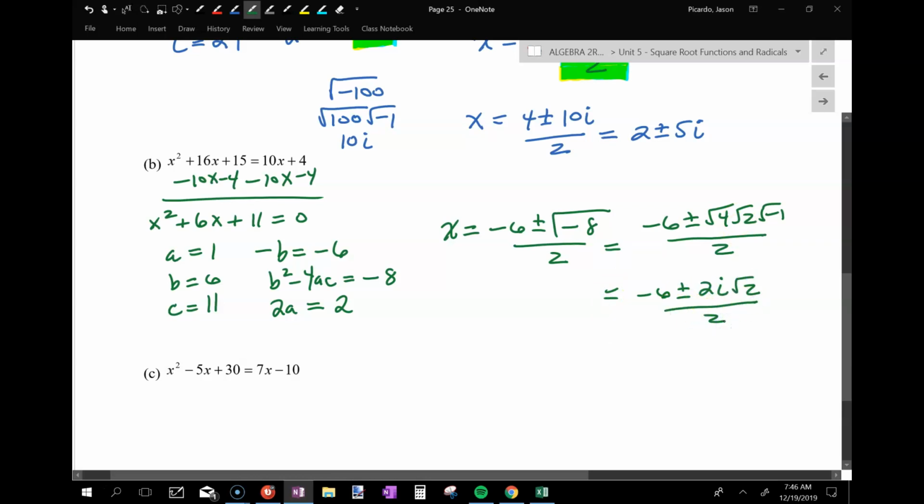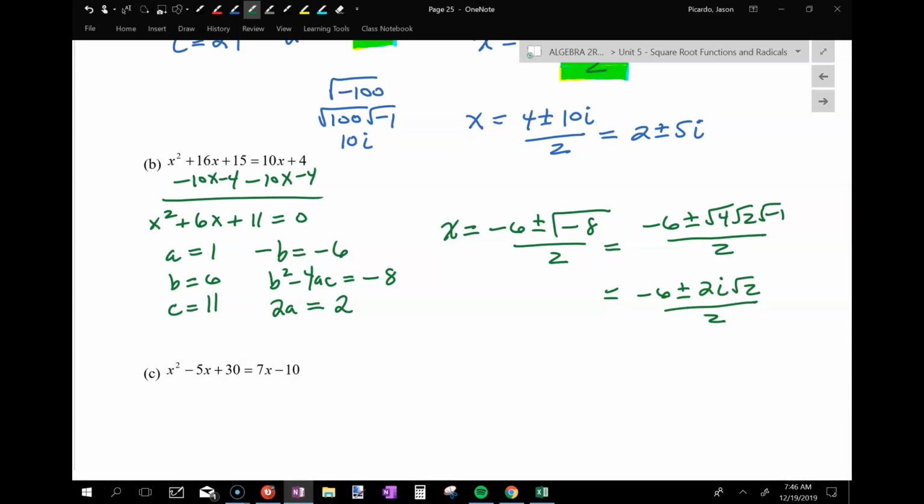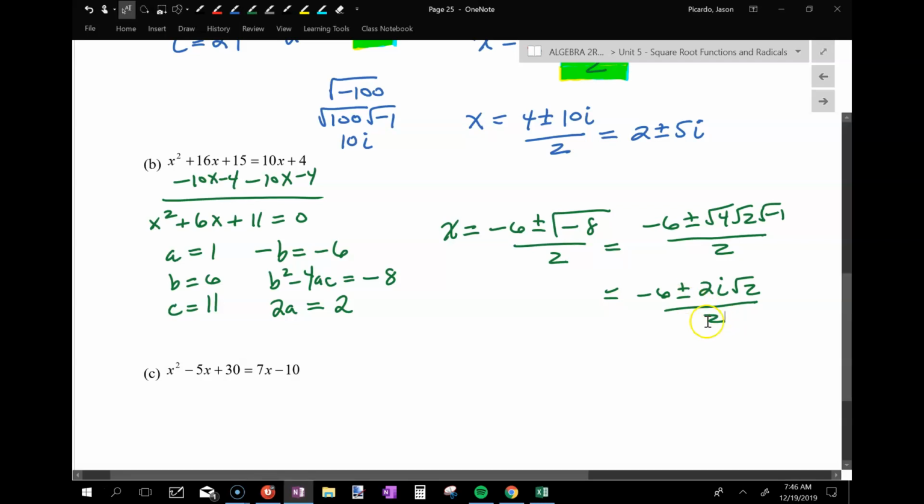Over 2. Why did I change the order of that, by the way? Where do we usually put the radical? At the end of a term. What do all of these 3 things share in common? A factor of 2. So I can take 2 out of everything, which leaves me a final result of negative 3 plus or minus radical 2. Oh, sorry, wait. I radical 2.